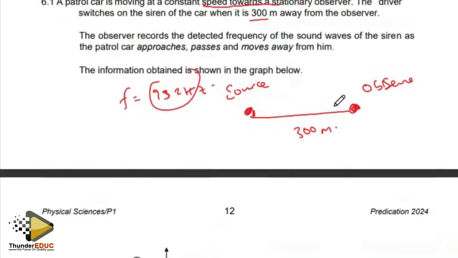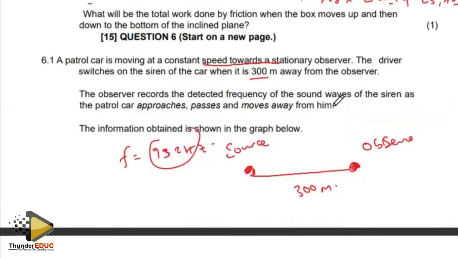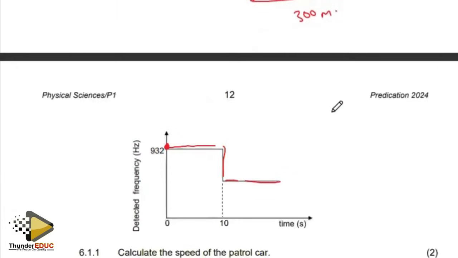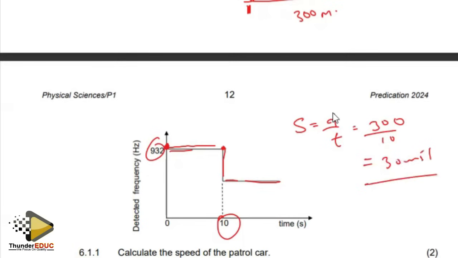Do we have the time? There's no time. What else do we have? Okay, yeah, we have this 10. Yeah, 10 seconds. So this 932 hertz is going to last for 10 seconds, which means that this car, the vehicle, is going to move for 10 seconds before it gets to the observer. All right. So if I use speed equals distance over time, which is 300 over 10, which is 30 meters per second. I don't know. That's what I'm getting.